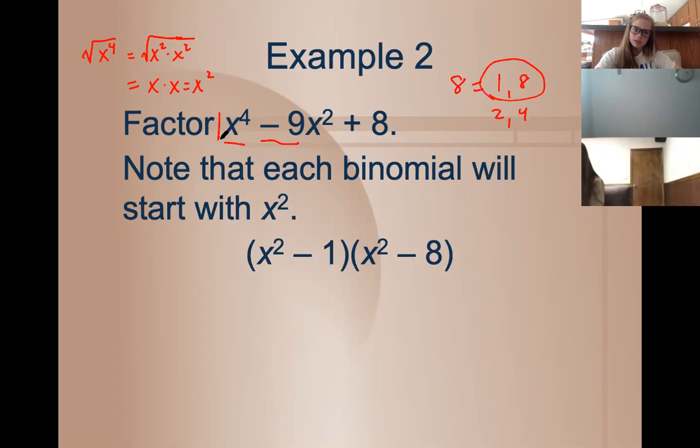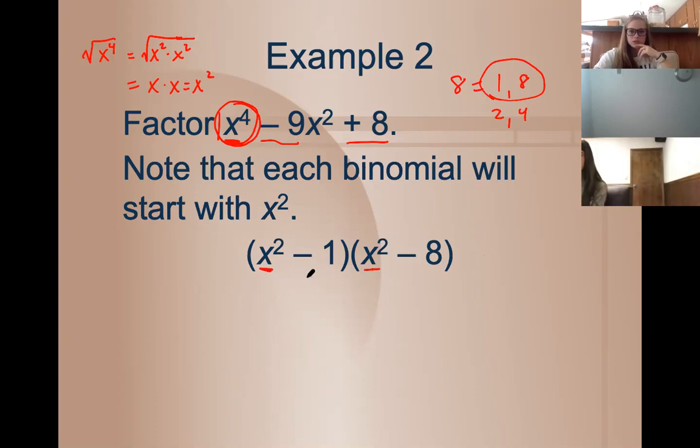But notice, this first term is an x to the 4th. So therefore, your first terms are not going to be x and x, because x times x is just x squared. We have to get it to x to the 4th, which is why, okay, we're going to have to start with x squared then. X squared times x squared, that will be x to the 4th. And then we can keep checking it by foiling it. So x squared times -8, -1 times x squared, that will get you your -9x squared, and then -1 times a -8 is a +8. So just checking that in my head.